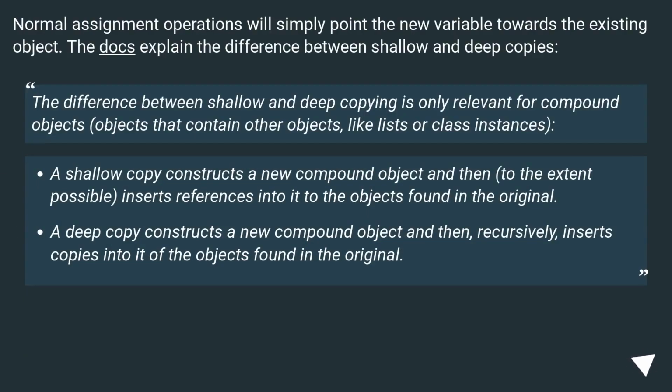Normal assignment operations will simply point the new variable towards the existing object. The docs explain the difference between shallow and deep copies. The difference between shallow and deep copying is only relevant for compound objects, objects that contain other objects, like lists or class instances. A shallow copy constructs a new compound object and then, to the extent possible, inserts references into it to the objects found in the original. A deep copy constructs a new compound object and then, recursively, inserts copies into it of the objects found in the original.